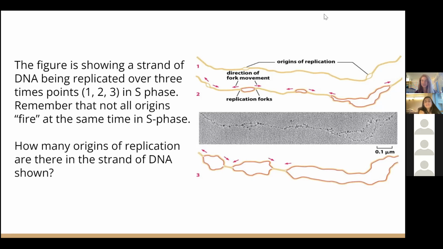Okay, so basically you're given this strand of DNA over 3 time points in S phase, right? And you see a different number of origins of replication in each time point. And the question is, how many origins of replication are there in this strand of DNA? So people can just say what they think in the chat, then we can go over it.